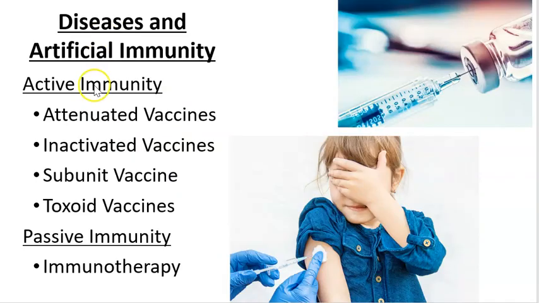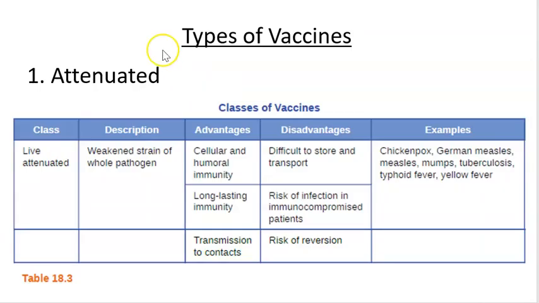So we'll go through some of these differences between active immunities with vaccines and then passive immunity with immunotherapy. And if we look at the vaccines that are out there, an attenuated vaccine actually uses a live pathogen. So think virus or bacteria that has been weakened through some method. And the advantage to this is it's going to trigger your B and T cell response. But because it is live, it is difficult to store and transport. But the advantage to this is you get long-lasting immunity.